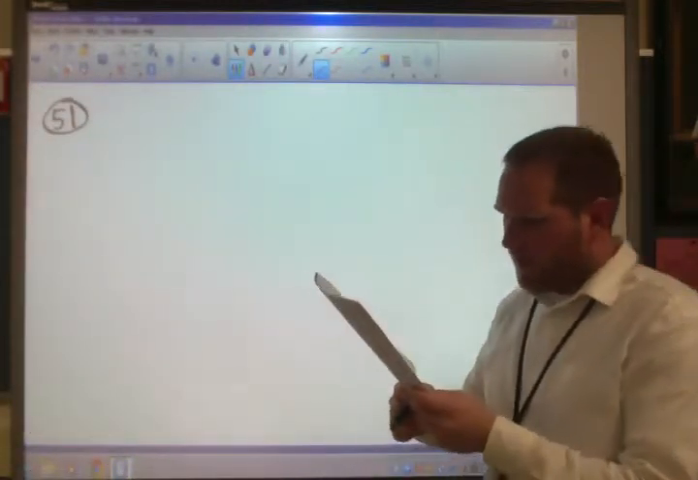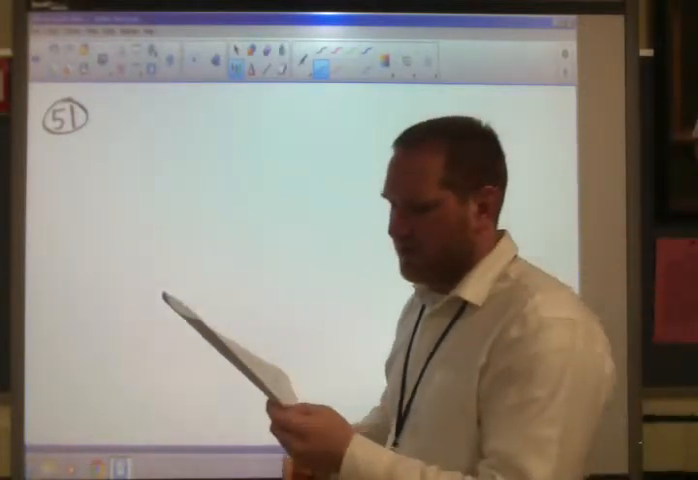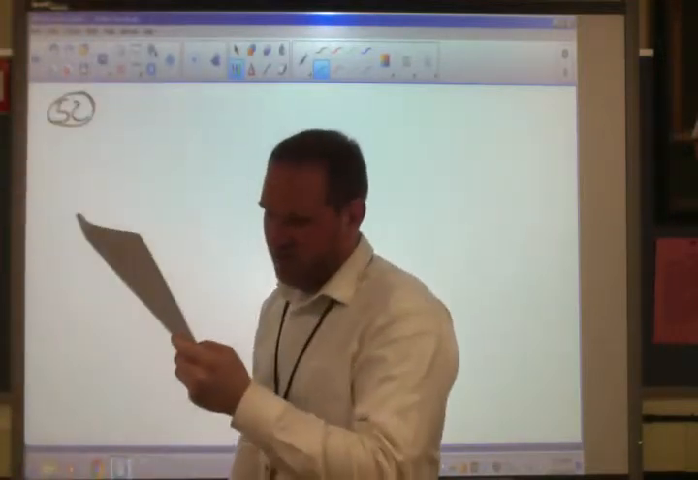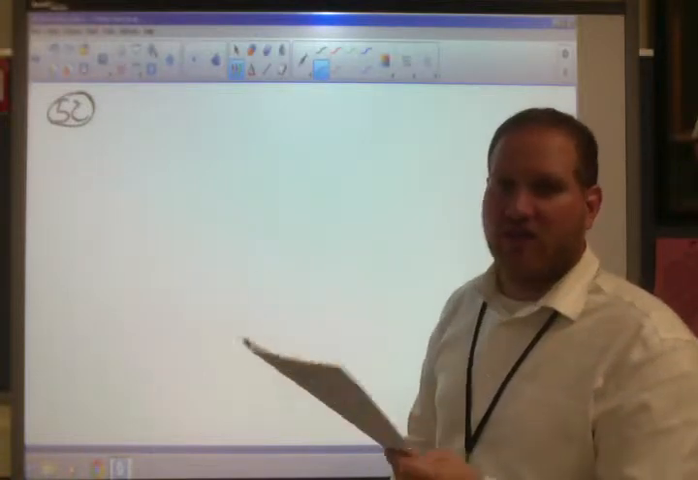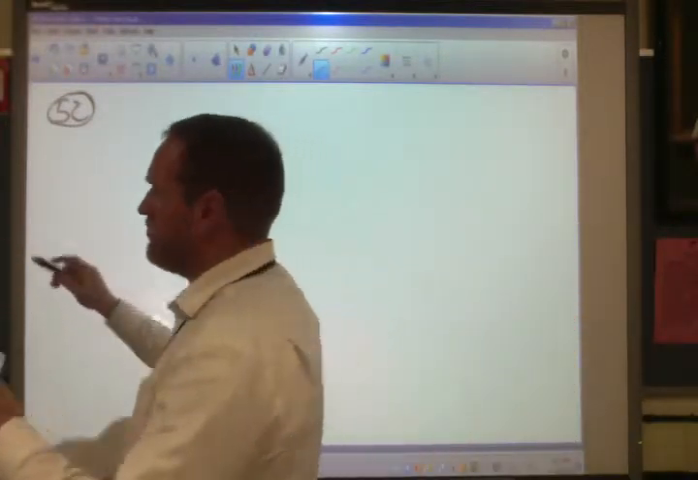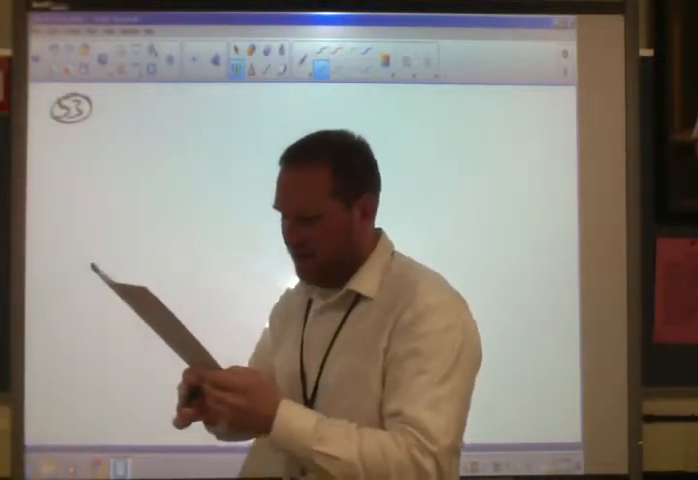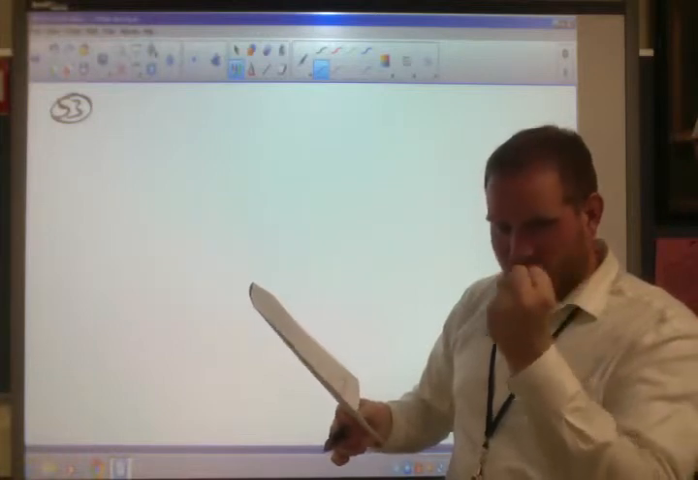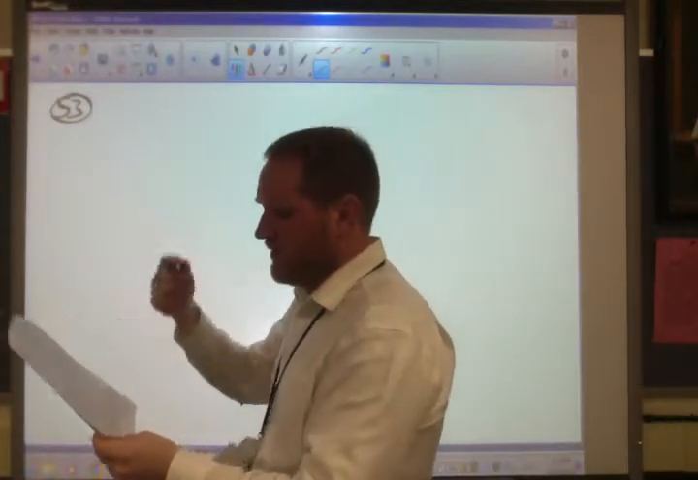51. Three particles that make up atoms, that's protons, neutrons, and electrons. Nice and simple. 52. Charges. Protons are positive, electrons are negative, neutrons are neutral or no charge. 53. Where are they located? Well, protons and neutrons are in the middle of the atom. They make up the nucleus, and electrons orbit the outside.